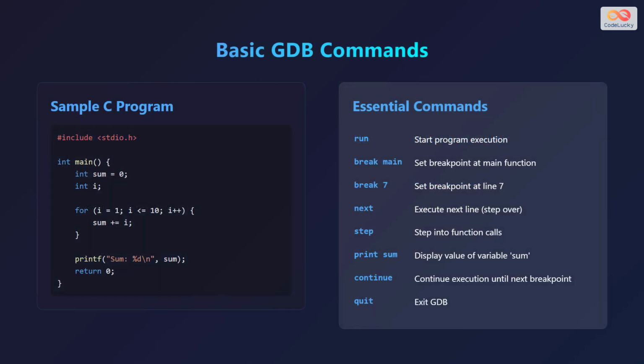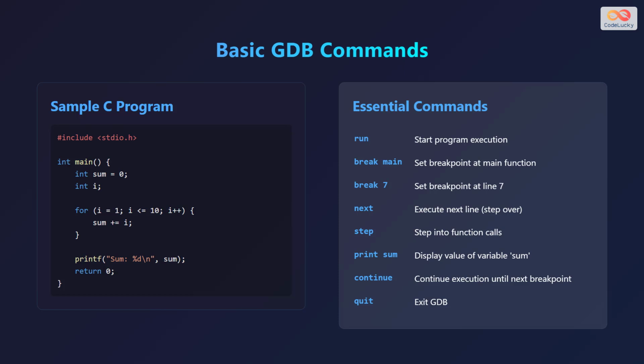Let's explore some essential GDB commands. The example C program shown here calculates the sum of numbers from 1 to 10. To start program execution, type run in the GDB prompt. To set a breakpoint at the main function, type break main. To set a breakpoint at a specific line, such as line 7, type break 7.